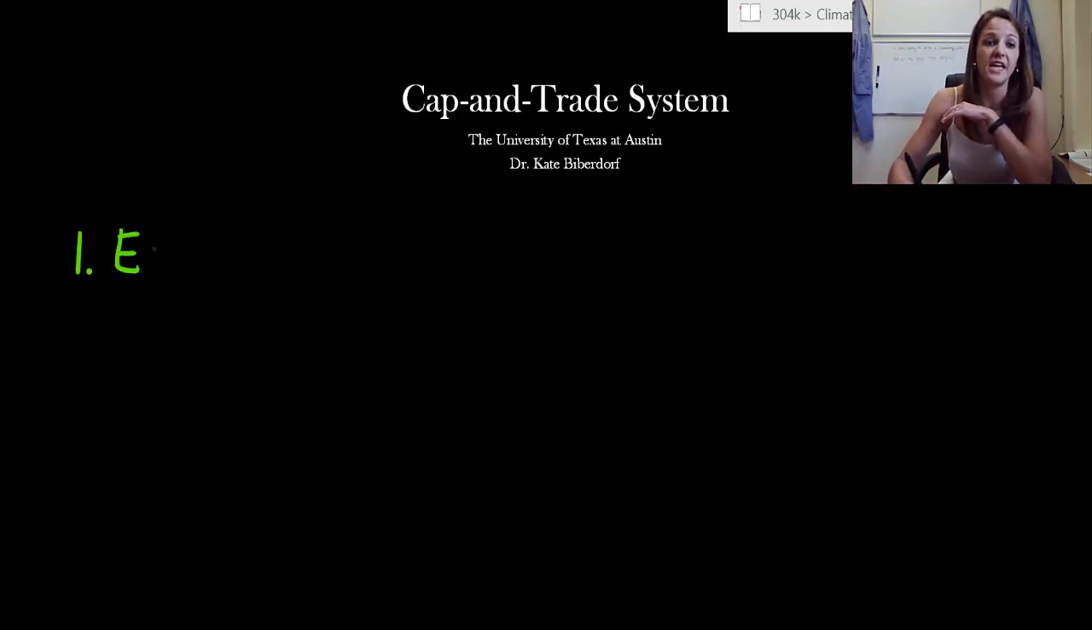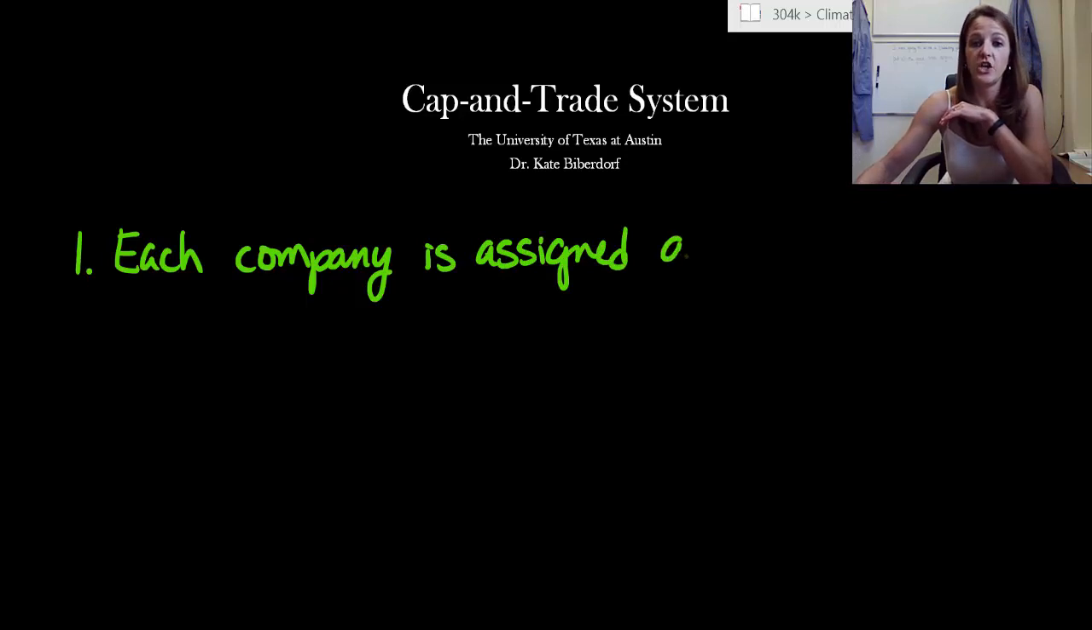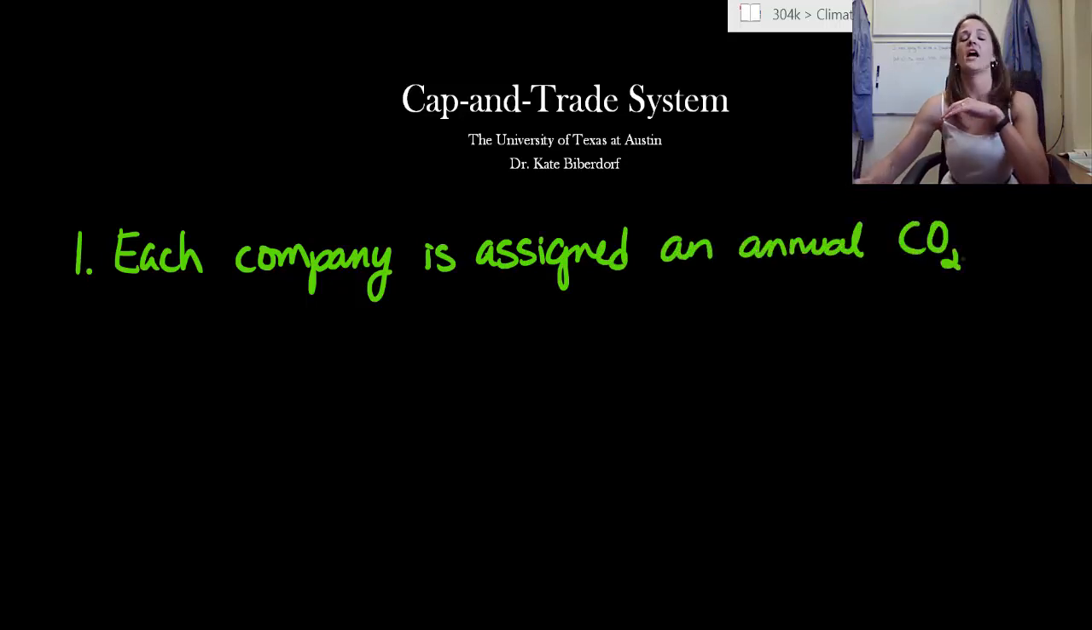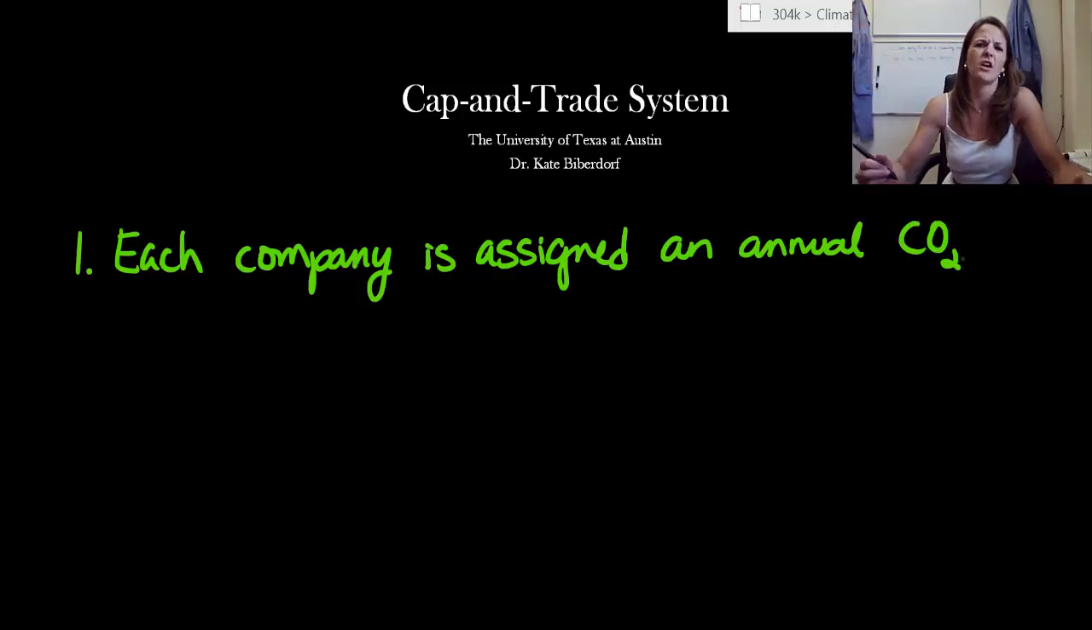One of our systems is called the cap and trade system, and it sounds really complicated, but it's actually quite straightforward. So essentially the first rule is that each company is assigned an annual level of carbon dioxide that they are allowed to actually release into the atmosphere, okay? So they are allowed a certain amount of carbon dioxide emissions.